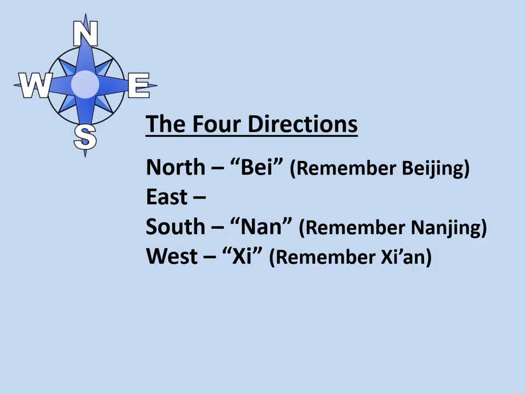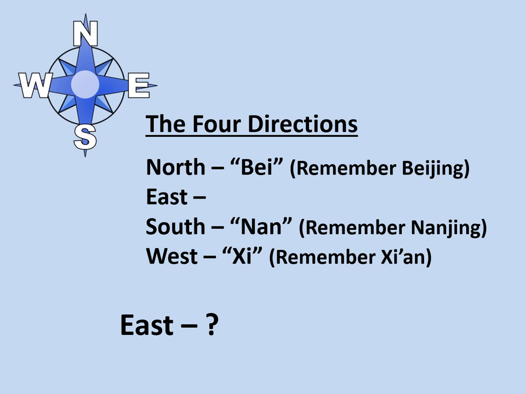We can use the names of these cities to remember three of the four compass points. Beijing literally means north capital. So to remember Bei, remember Beijing. Nanjing means south capital. Think of Nanjing to remember that south is Nan. Xi'an means western peace. Remember it to know that Xi means west.